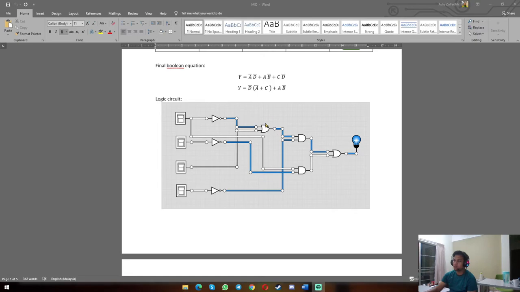Then the output for this gate goes to the AND gate. I'm sorry, this is AND gate and this is D bar. So (A bar plus C) times D bar. So this is the equation for this gate. Then this is A, this is B bar, so A goes to the AND gate and B bar goes to the AND gate and we got A B bar. So the two logic gates go to the OR gate and we got the overall equation.